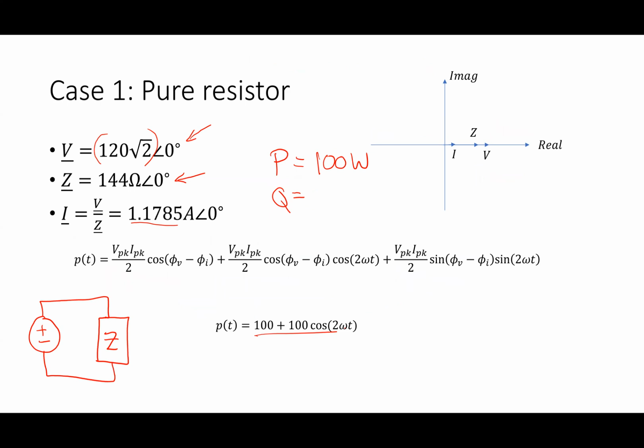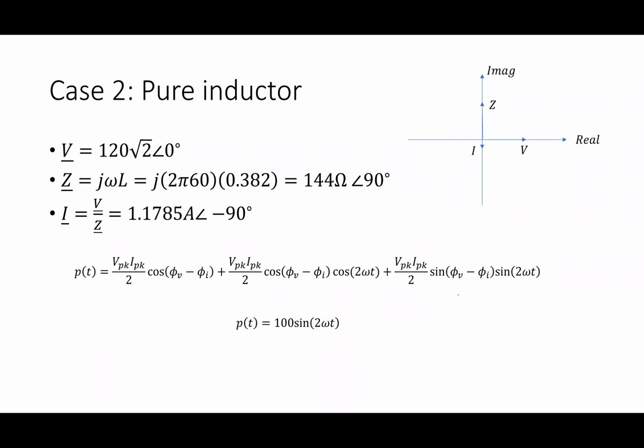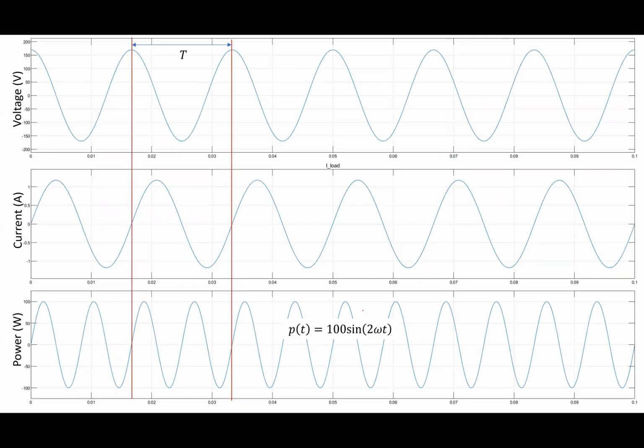What's going to happen if I had just an inductor? There'd be a 90-degree shift between the current and the voltage. Here's my P, and this is Q. Would I have any P in that case if there's a 90-degree shift? No. So in the case of a pure inductor, if I plug in all the terms, I end up with just 100 sine 2 omega t. And what I see at all times is my power has 0 average.